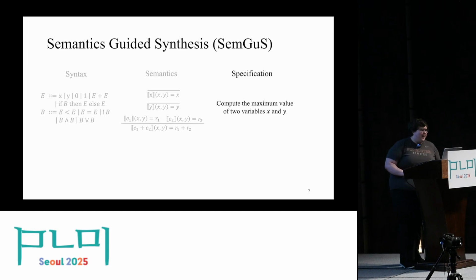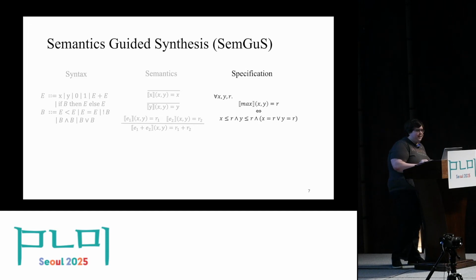And then the specification is defined as a logical formula over the semantics of the program that you're looking to search for, in this case, max. This says that the program that we're looking for, max, returns some value r, and that value is greater than or equal to both x and y and equal to one of them, the standard definition of max.